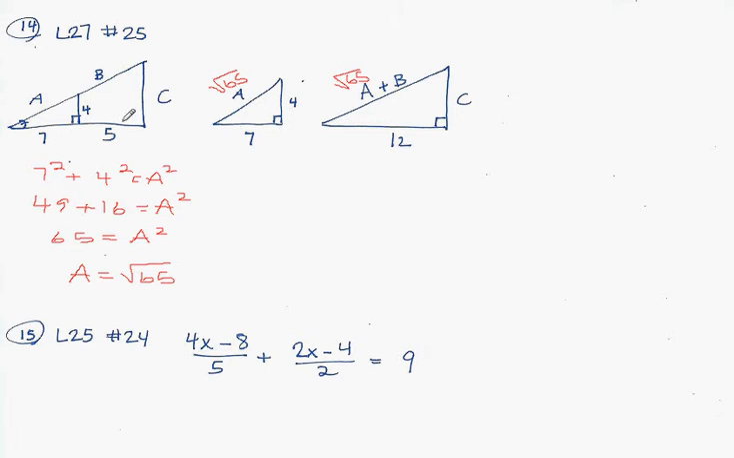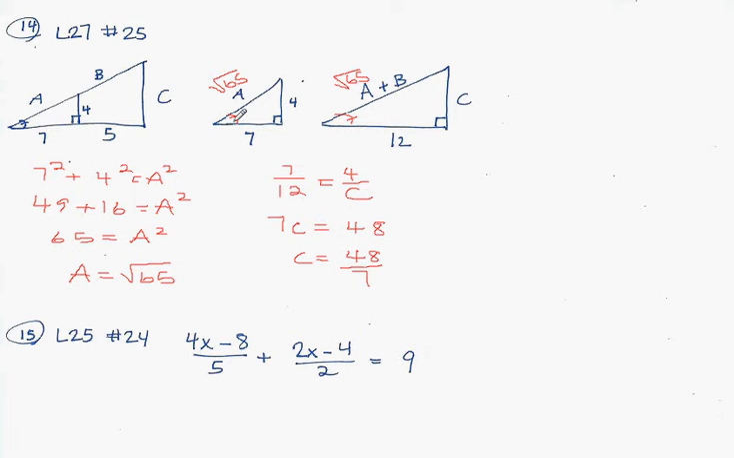Now these are similar triangles. I'm going to separate them out into the smaller triangle and then the larger triangle. They're similar triangles because they both have a right angle and they share this angle. So their angles are all the same, and we can do proportions. We can say 7 over 12 is to this as 4 is to C. We just cross multiply, we get 7C equals 48. C equals 48 over 7.